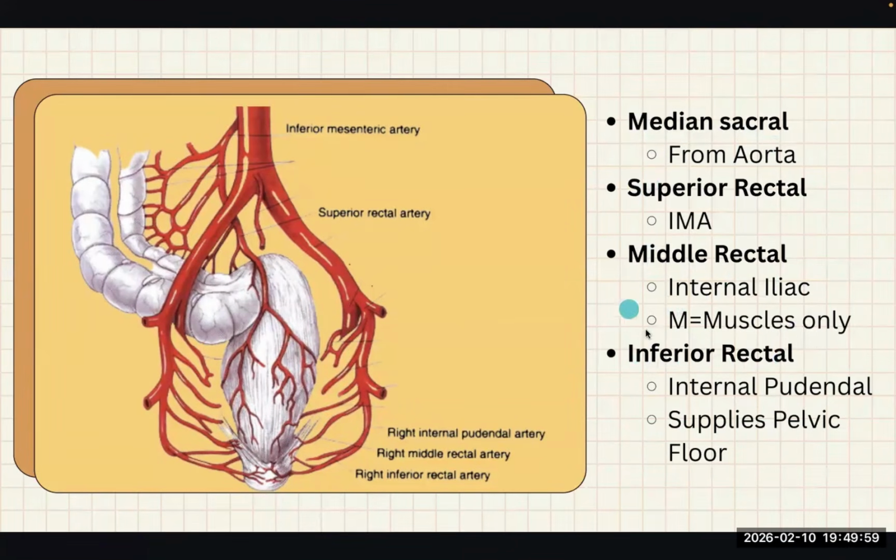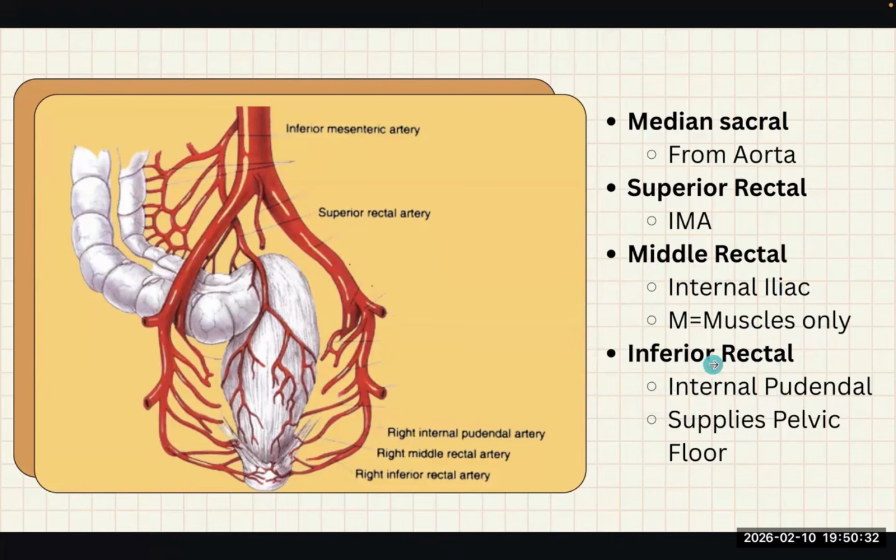The importance is not to remember superior, inferior. It's important to just remember where they come from. As we already mentioned, superior comes from the IMA right away. It's a direct branch. The middle rectal comes from the internal iliac. So you can think of it as mid-L and then iliac kind of thing. And M is for muscles. So whenever they say middle rectal, you're directly thinking of the muscles of the organs. We're not thinking of peritoneal supply.